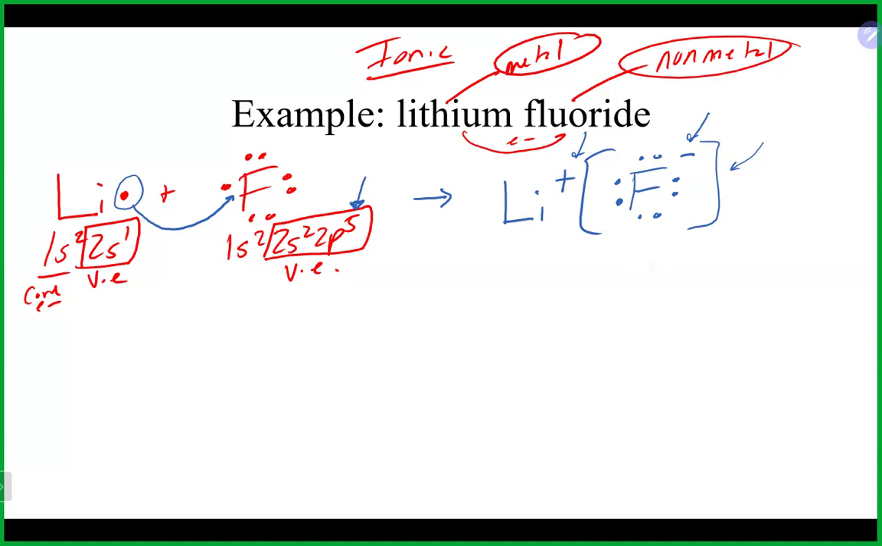What happens though in terms of its electron configuration is this lithium that loses its 1 electron, its valence electron, will now have an electron configuration of 1s2, that is the same as neon's configuration.